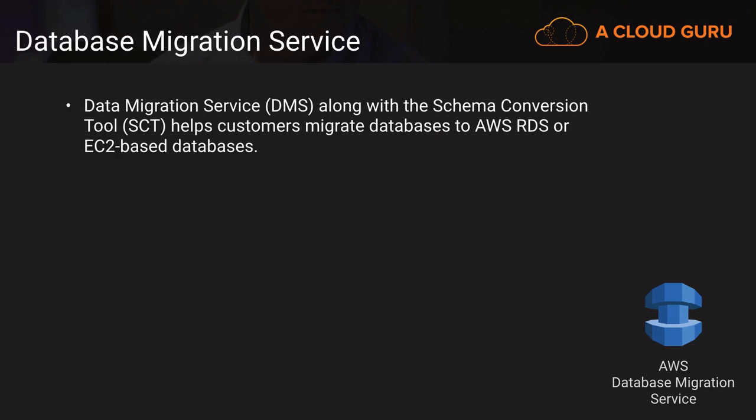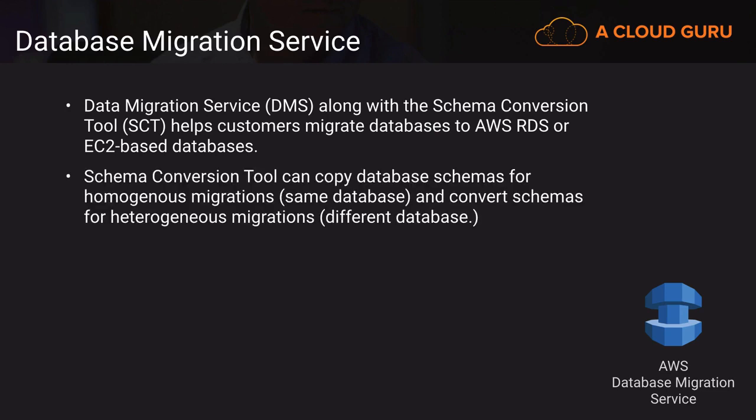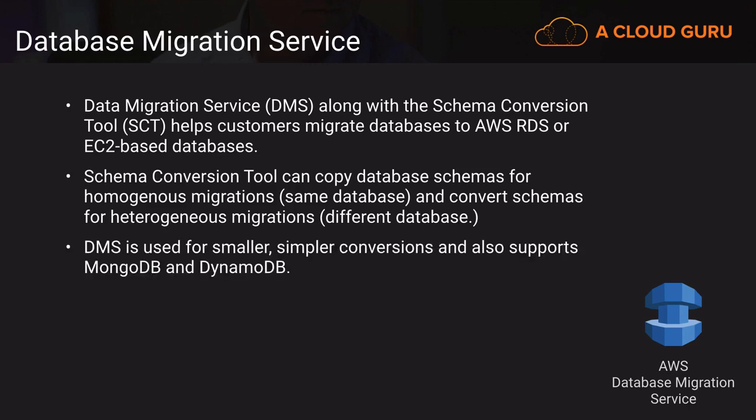Now the Database Migration Service can work in conjunction with the Schema Conversion Tool, and it helps customers migrate their databases to RDS or other EC2-based databases. The Schema Conversion Tool can copy database schemas for same database to same database, and it can also convert schemas from different databases. So for example, if you're migrating from Oracle to Aurora, it can do the schema conversion for you. Now DMS is used generally for smaller, simpler conversions, but it also supports NoSQL databases like MongoDB and DynamoDB.